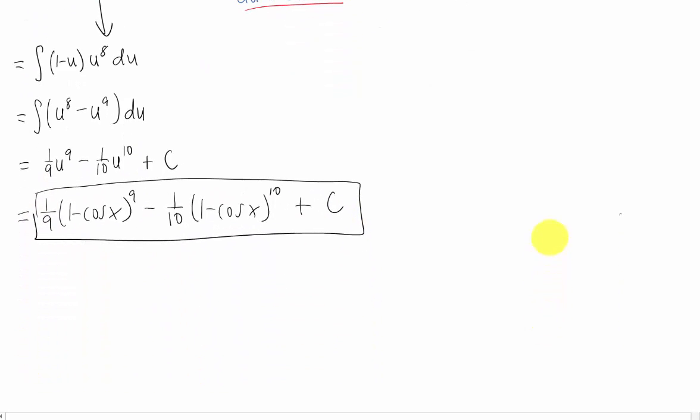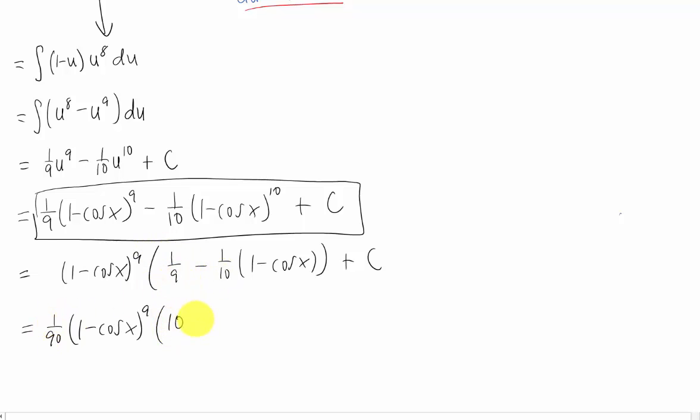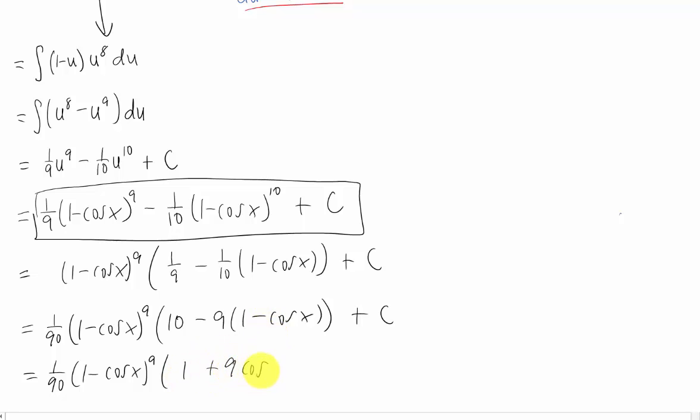The only piece of algebra that we might do is we might pull out a 1 minus cosine of x to the 9th power. If we did that, on this first term, we would be left with a 1/9. On the second term, we would be left with a 1/10 times 1 minus cosine of x. A little bit of trickery to make these numbers look a little bit better. We could actually pull a 1/90th out of this as well. That would leave us with a 10 here and a 9 here. Distributing this -9 would then give us 10 minus 9, which is 1, plus a 9 cosine of x.